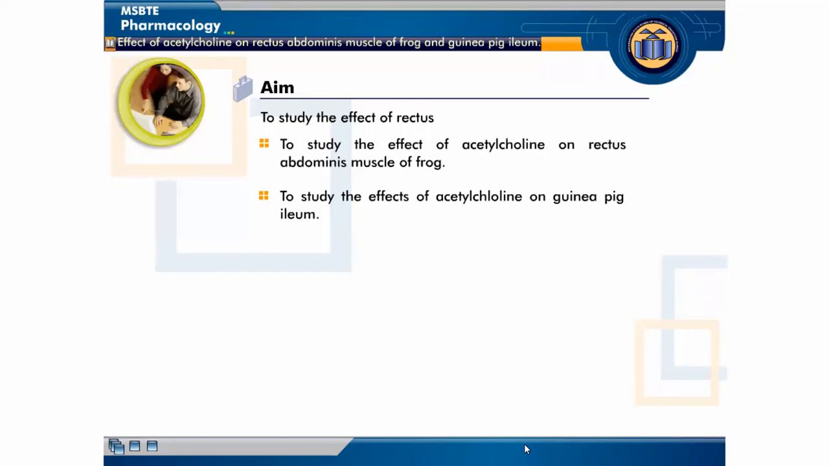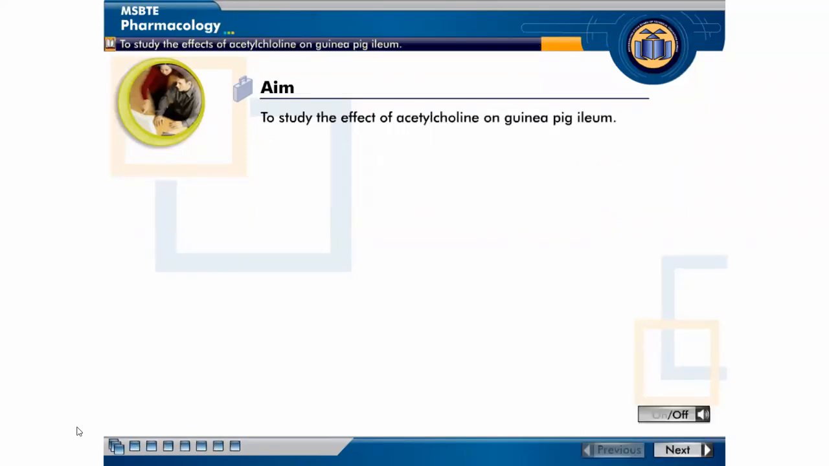We are going to start the next experiment, experiment number 11, to interpret it from the graph by observing the effect of acetylcholine on the ileum of Guinea pig by using CD of MSBT. The aim of this experiment is to study the effect of acetylcholine on Guinea pig ileum.